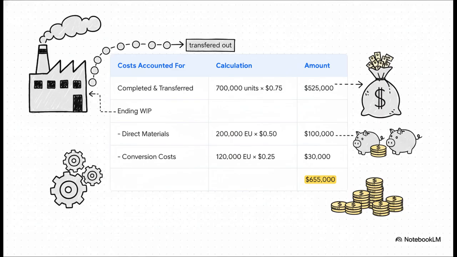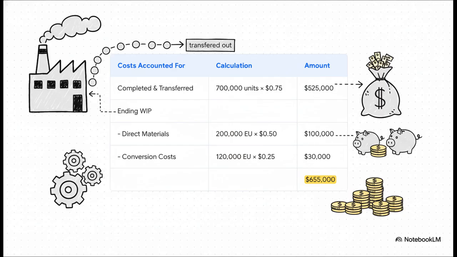Next, we have to value the work in process inventory at the end of the month. And here we have to use our component costs. For materials, we had 200,000 equivalent units, and the material cost was 50 cents per unit. That's $100,000. For conversion costs, we had 120,000 equivalent units at 25 cents each. That's $30,000. So the total cost of our ending WIP is $130,000.